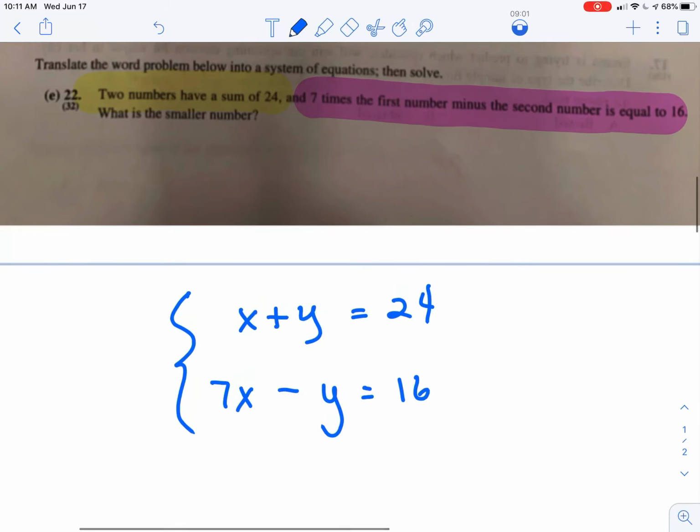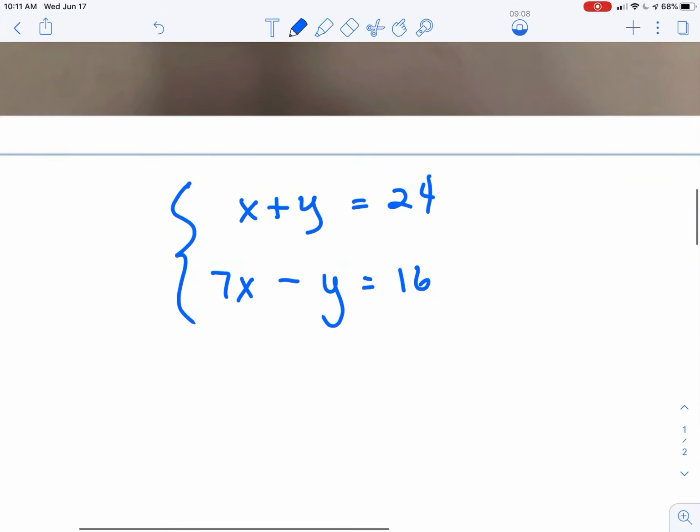And by the way, the last question of this is, what is the smaller number? So we have to figure out the value of x and y. When we figure out those values, one of them is going to be smaller than the other, and we're going to pick the smaller solution, and that's going to be the answer to this question. Remember, the two solutions we find are the numbers that I can plug into both of those equations and make them true. They each have one set of solutions that will work for both of those equations.